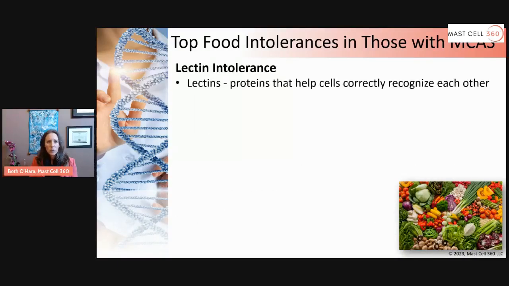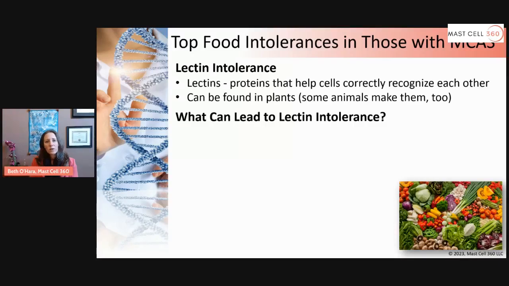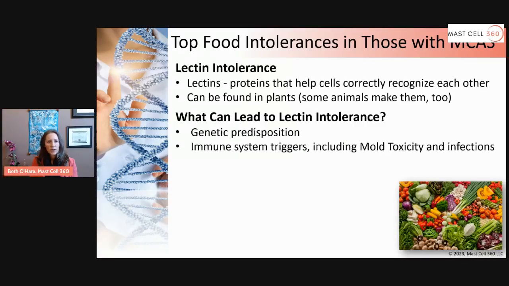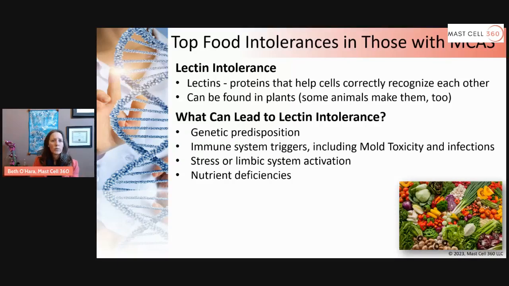So lectins, you all probably know, these are proteins. Cells use them to help recognize each other. They can be found in plants. Some animals can also make them. But lectin intolerance can come from genetic predispositions, immune system triggers. Mold toxicity is a trigger for lectin intolerance. Stress can be a trigger, and certain nutrient deficiencies. But lectin is more of an immune sensitivity instead of something like histamine where you can't break it down. Lectin is going to be more like the category of wheat where your body is attacking those lectins.